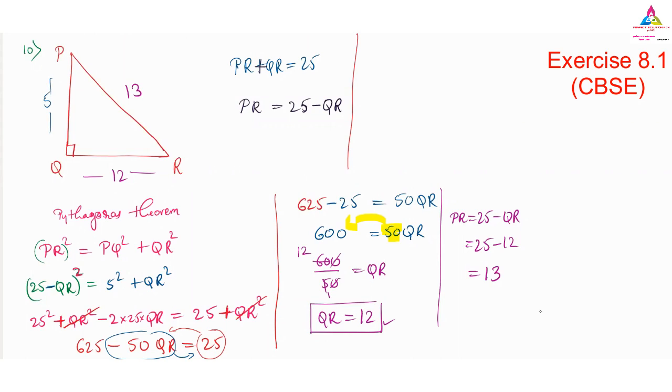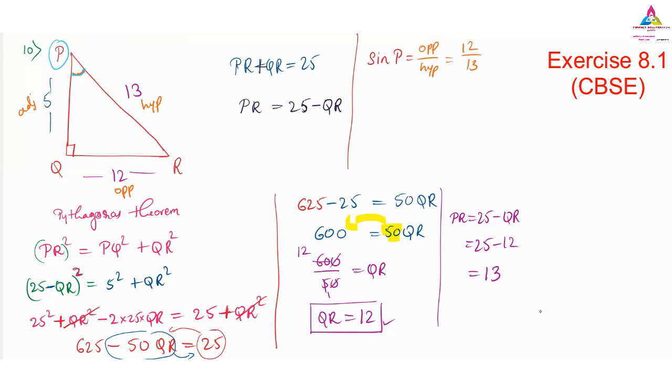So next, what they have actually told us to find. The first one, sine P. All the angles are based on P now. So P we have. This is our main angle, the theta angle. So this 12 will become the opposite, this 5 will become the adjacent, and 13 will become the hypotenuse. So sine P is nothing but opposite by hypotenuse. Opposite here is 12, hypotenuse 13.